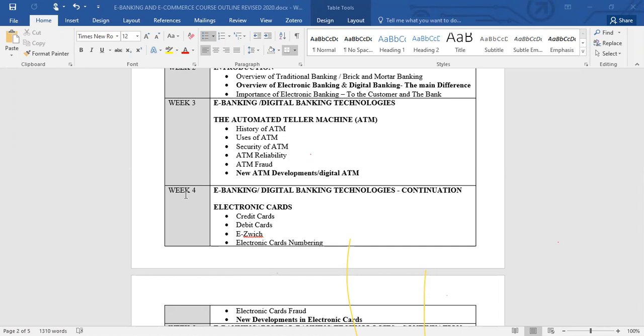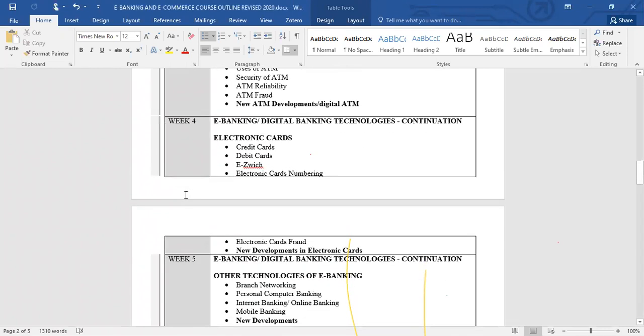Now, we will look at the 2 main types of electronic cards, that is the credit cards and the debit cards. We'll look at what credit cards are and what debit cards are. We'll come to Ghana, and we will have an example of an electronic card, which is an example of a debit card, EaseWish. We'll look at how EaseWish works. Then we'll look at how electronic cards are numbered, and we'll consider some well-known electronic card fraud.